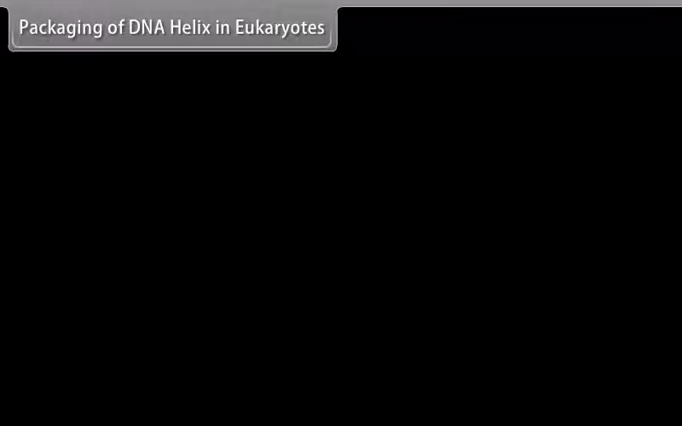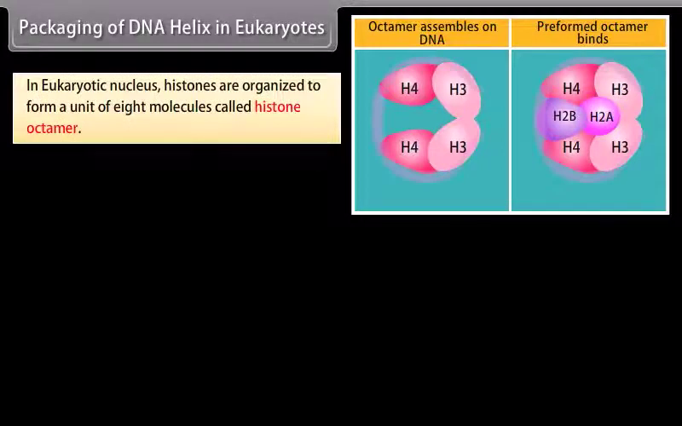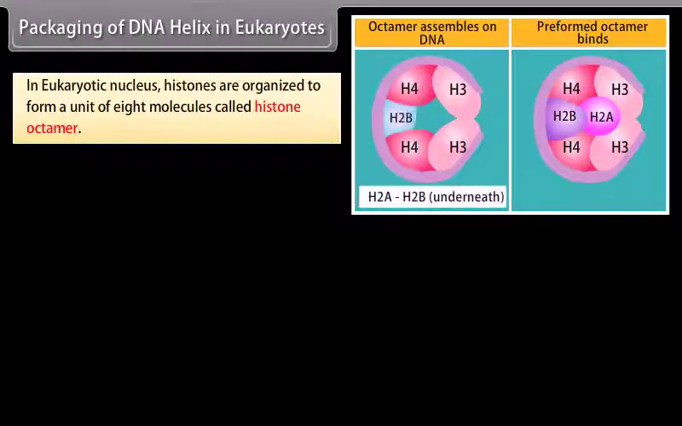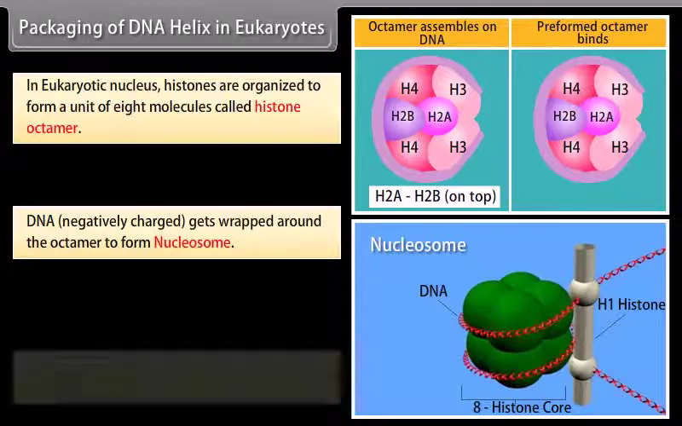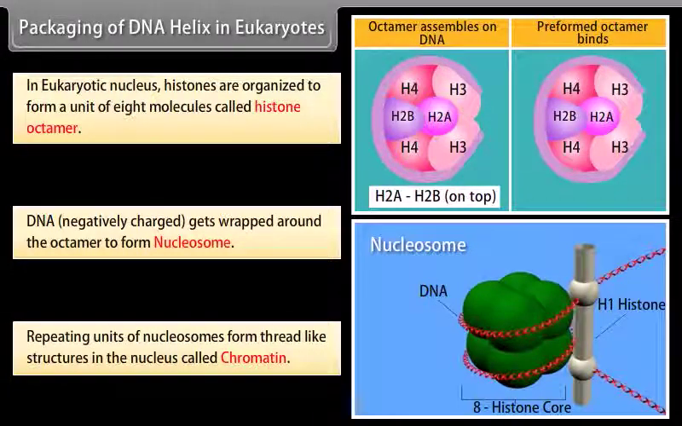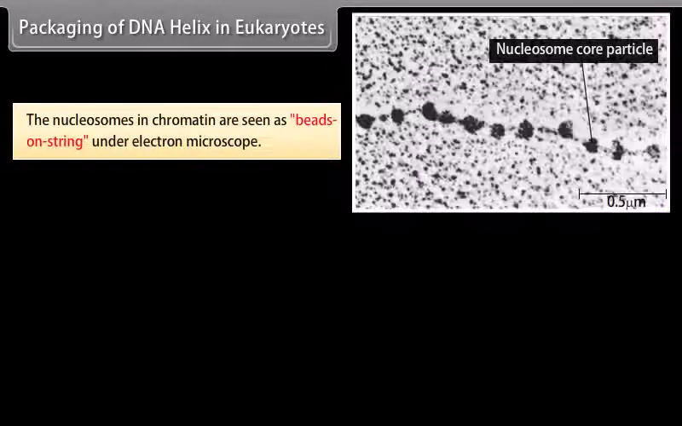Packaging of DNA helix in eukaryotes. In the eukaryotic nucleus, histones are organized to form a unit of 8 molecules called histone octamer. Negatively charged DNA gets wrapped around the octamer to form nucleosome. Repeating units of nucleosomes form thread-like structures in the nucleus called chromatin. The nucleosomes in chromatin are seen as beads on string under the electron microscope.